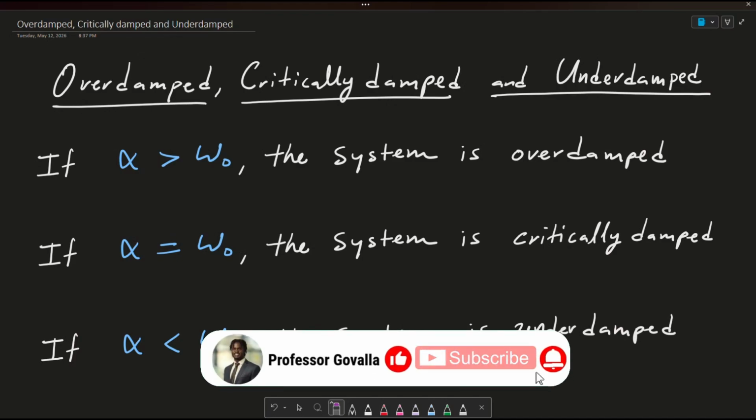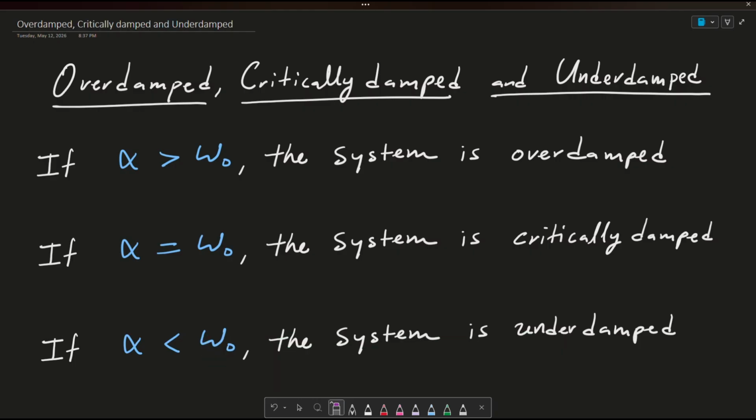My name is Professor Govala, and today I'm going to be talking to you about the overdamped, critically damped, and underdamped cases for the source-free parallel RLC circuit, where in my previous video we solved for the natural response of the voltage in this parallel RLC circuit, v of t. In this video we're going to label this system based on alpha and omega naught, where alpha was my damping factor and omega naught was the resonant frequency or the undamped natural frequency.